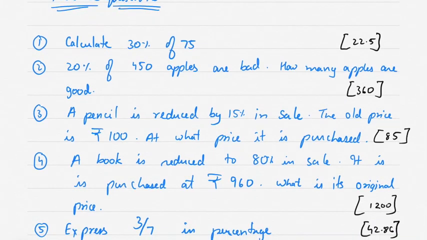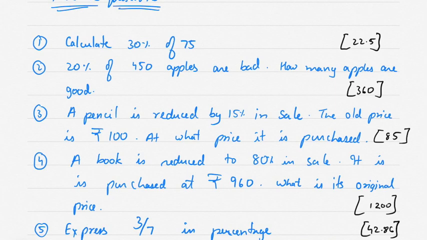20% of 450 apples are bad. How many apples are good? Please calculate and see, your answer has to come 360. You can pause the video and solve all the questions. Okay? I have given the answers also in the bracket.